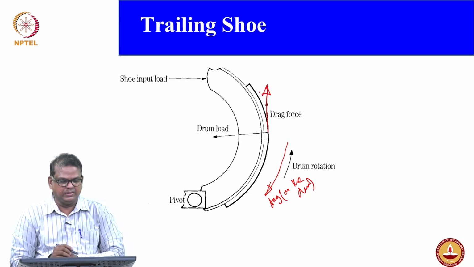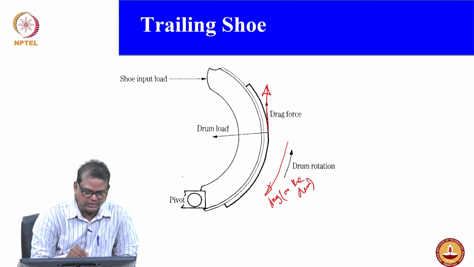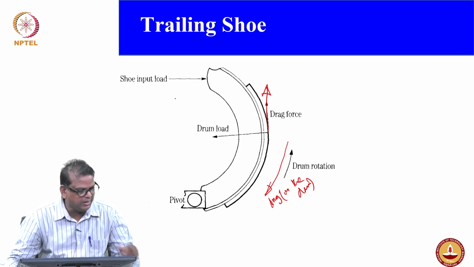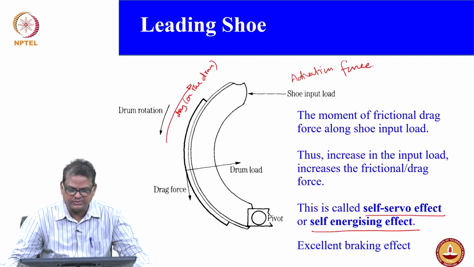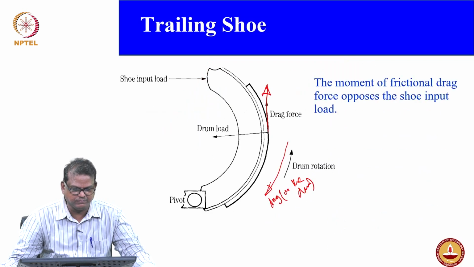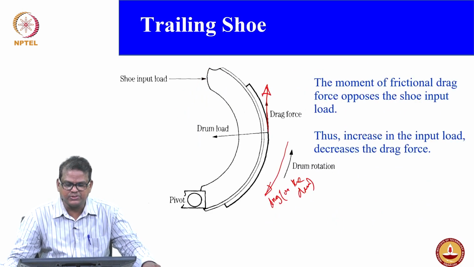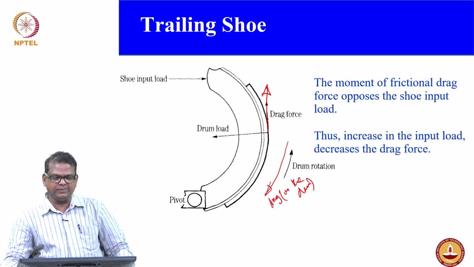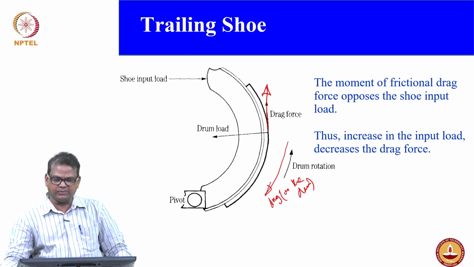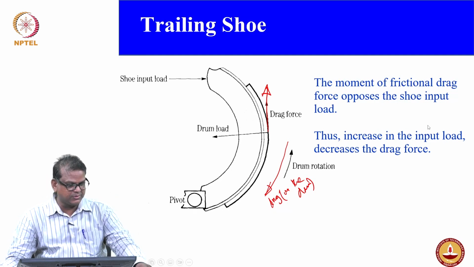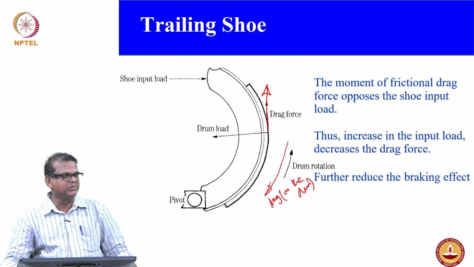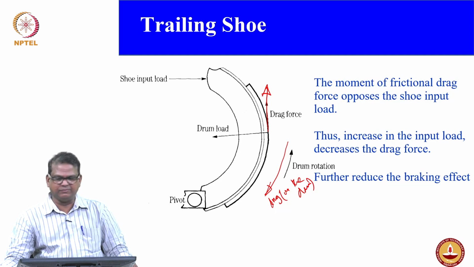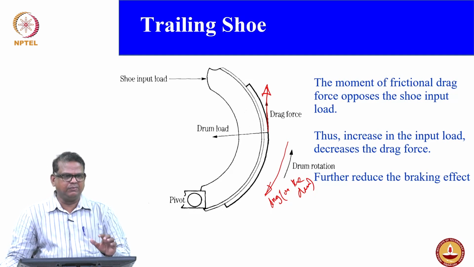This is, you can see that, the activation force, and if you take the moment, what happens is that it would oppose the shoe input load. If it opposes the shoe input load, it thus increases the input load and decreases the drag force, which obviously further reduces the braking effect. This is what happens when you have a trailing shoe.